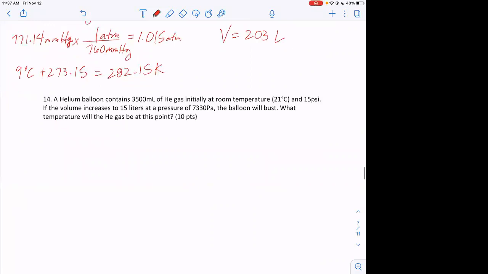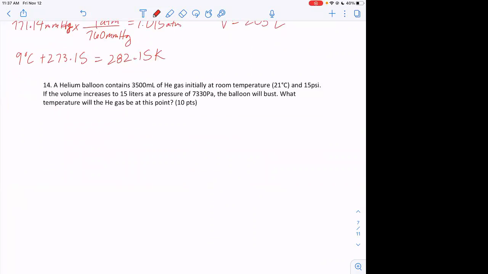A helium balloon contains 3,500 milliliters of helium gas, initially at this temperature, 21 degrees Celsius and 15 PSI. If the volume increases to, so here's what I automatically noticed. I've got 2 volumes. I've got the milliliters and the liters. This is a combined gas law problem. P1 V1 over T1 equals P2 V2 over T2. All right, so I've got V1 and V2.